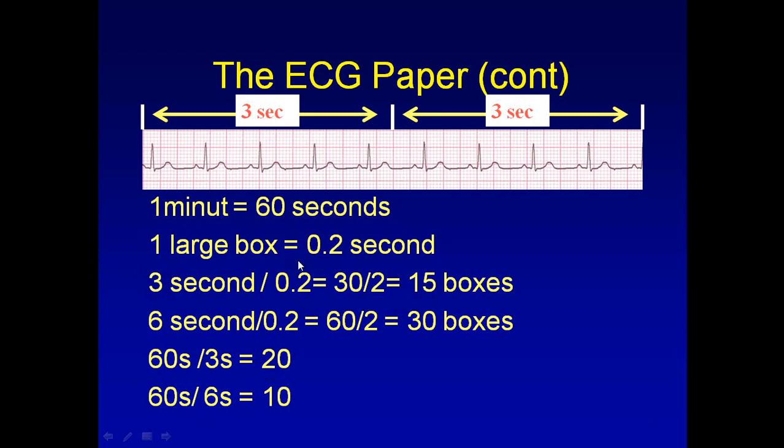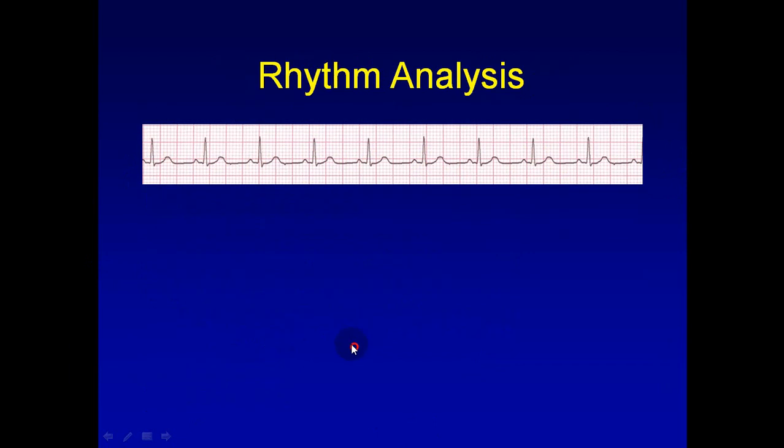Counting the R waves between these boxes, 1, 2, 3, 4, 5. For the 6-second strip, the number of R waves in the 30 boxes is 1, 2, 3, 4, 5, 6, 7, 8, 9. Nine times 10 is 90, so the heart rate is 90. If we count the 3-second strip, 1, 2, 3, 4, nearly 5, times 20 is nearly 90, because it is the same heart rate.